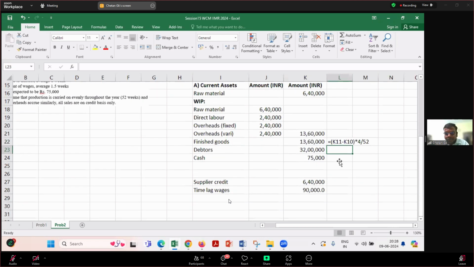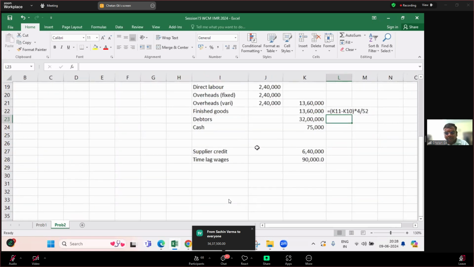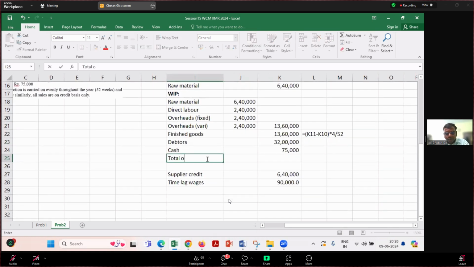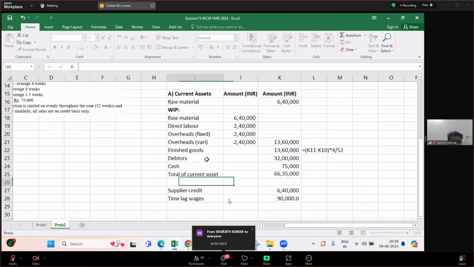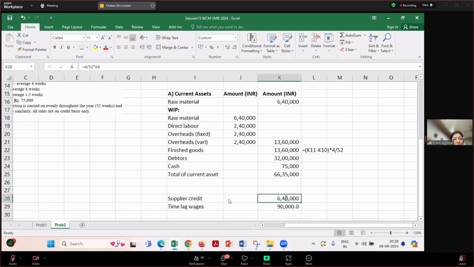Okay. So time lag is over. Next is, that's it. Nothing else is there in this. So total current assets. Time lag overheads. Is it done? Sir, can you please click on the formula for time lag and supply credit? Yes, it's matching.